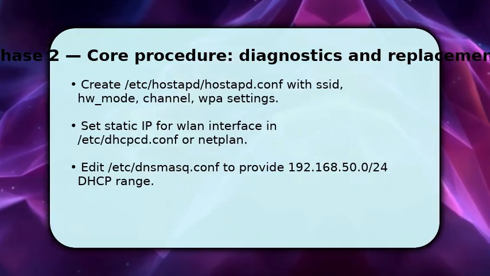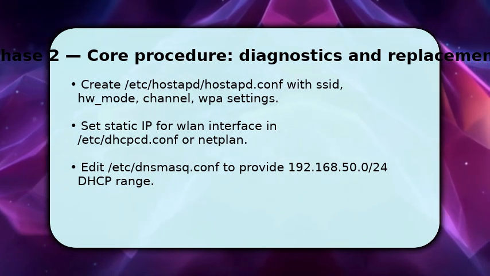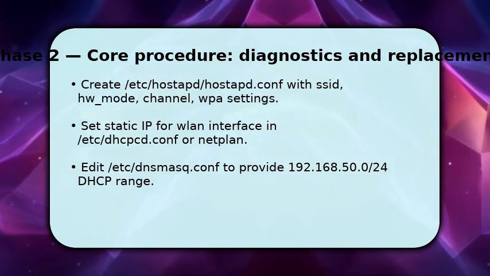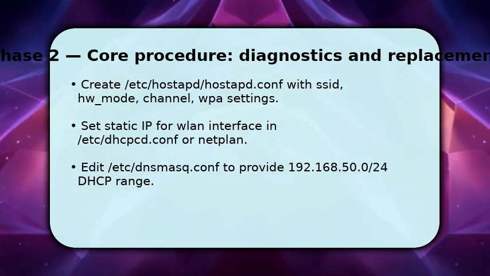Configure dnsmasq to give a DHCP range and point to the gateway. Once done, test configs with hostapd -dd and dnsmasq --test for errors before enabling services.